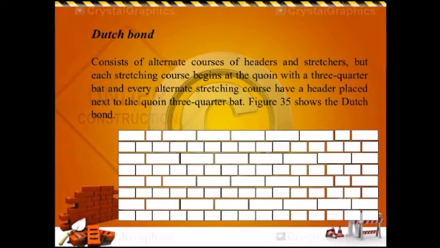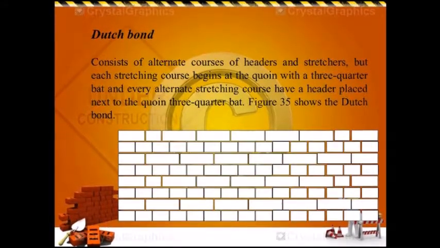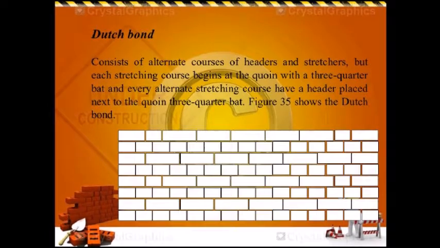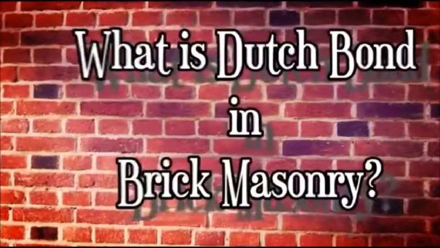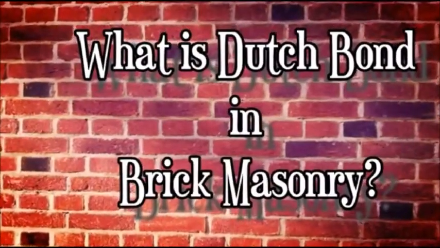Dutch bond consists of alternate courses of headers and stretchers, but each stretching course begins at the coin with a 3/4 bat, and every alternate stretching course have a header placed next to the coin 3/4 bat. What is Dutch bond in brick masonry?